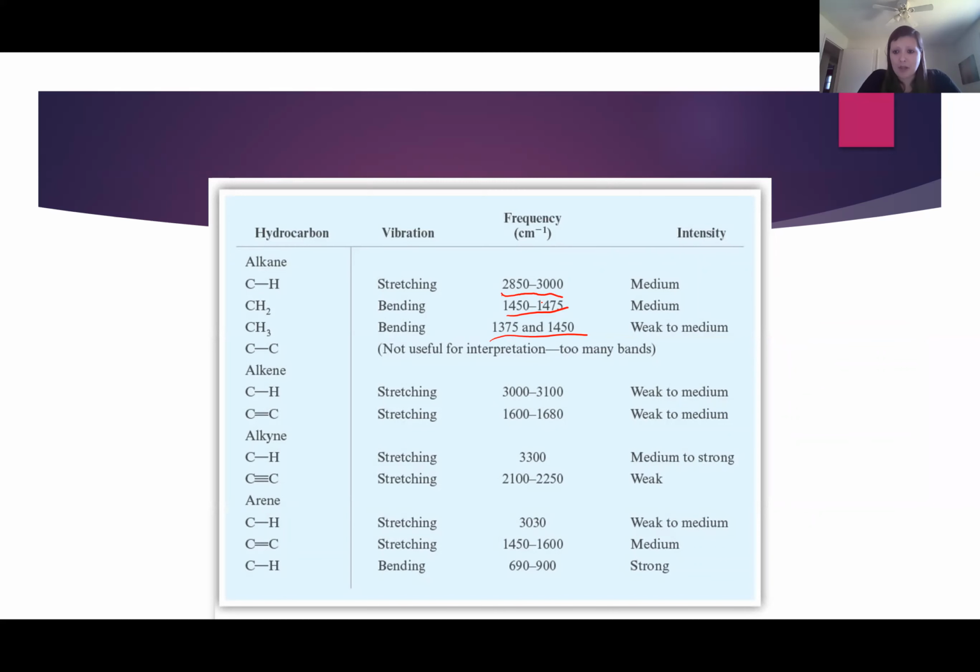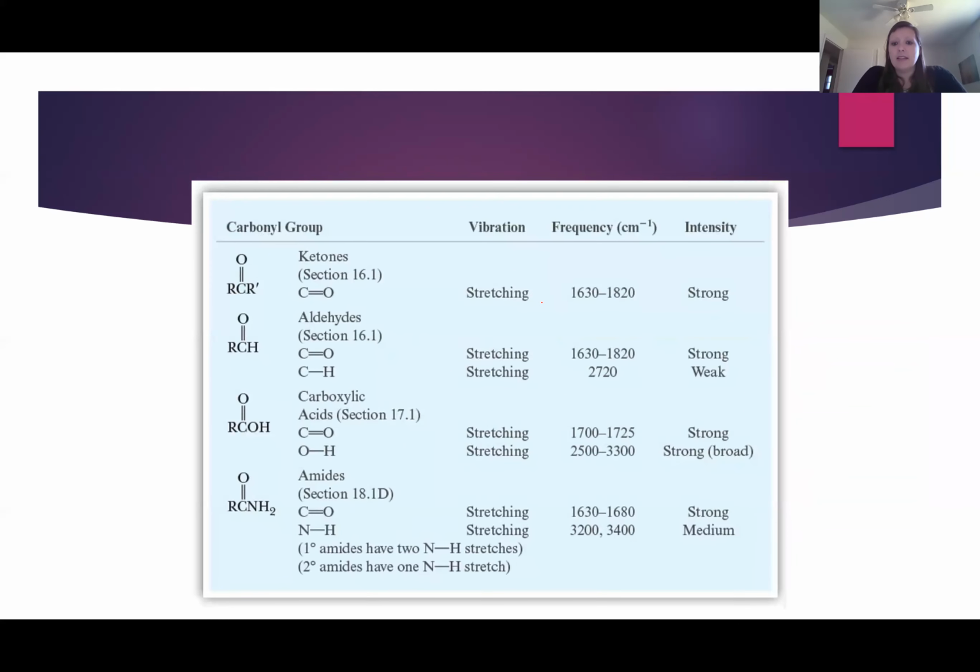I will give you a copy of this in class so that you can use it to help identify functional groups in these IR spectra. These are your characteristic frequencies for things that have C double bond O's, and that's a very characteristic frequency that shows up at about 1700 wave numbers, or cm-1.